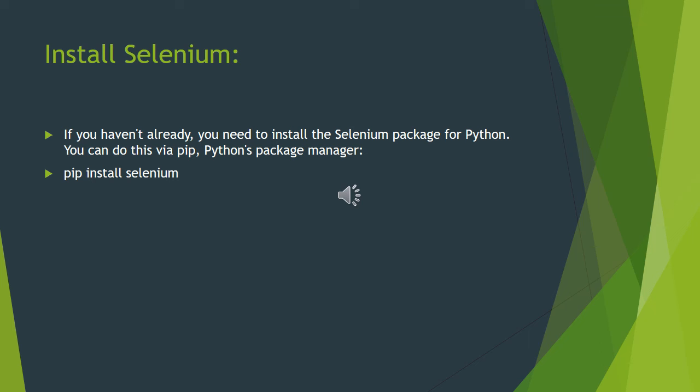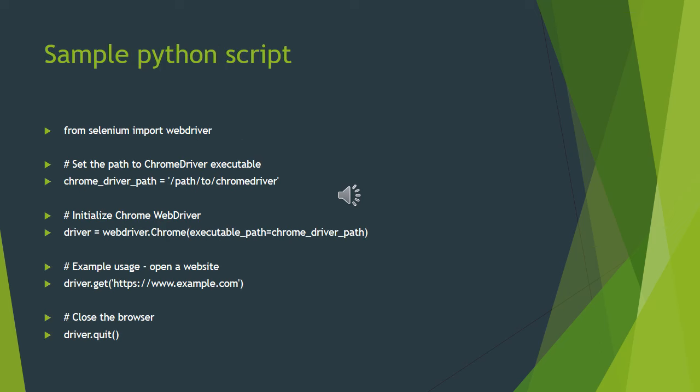Next step, you go to your command prompt and type pip install selenium, which will install Selenium. Now you're all set up.